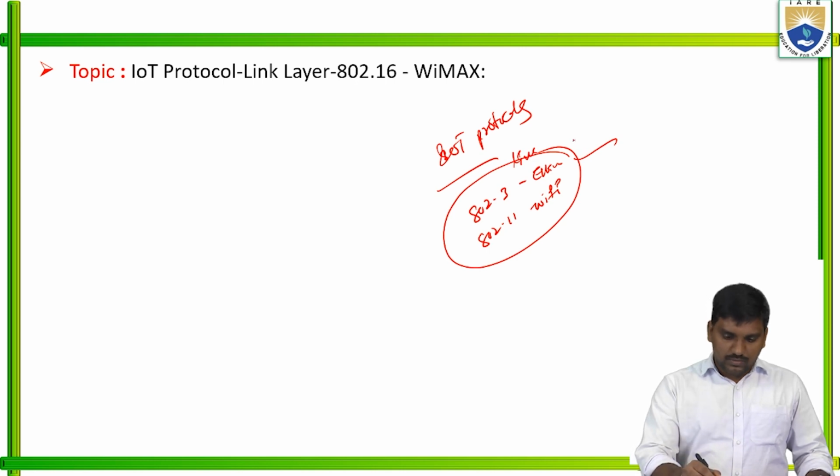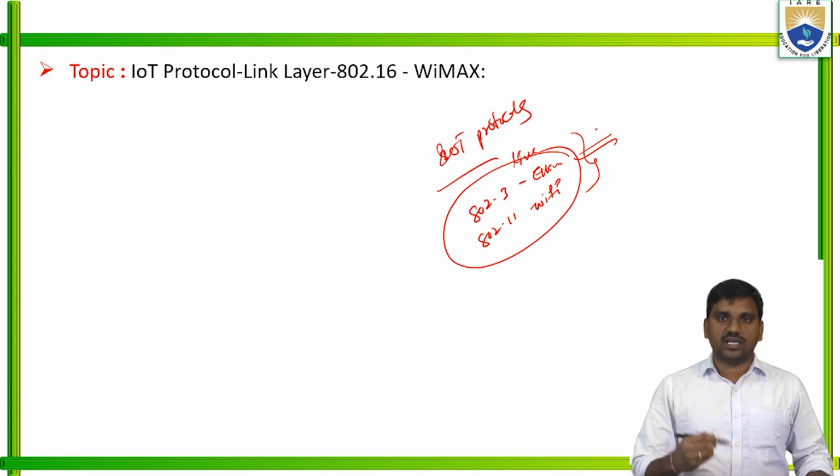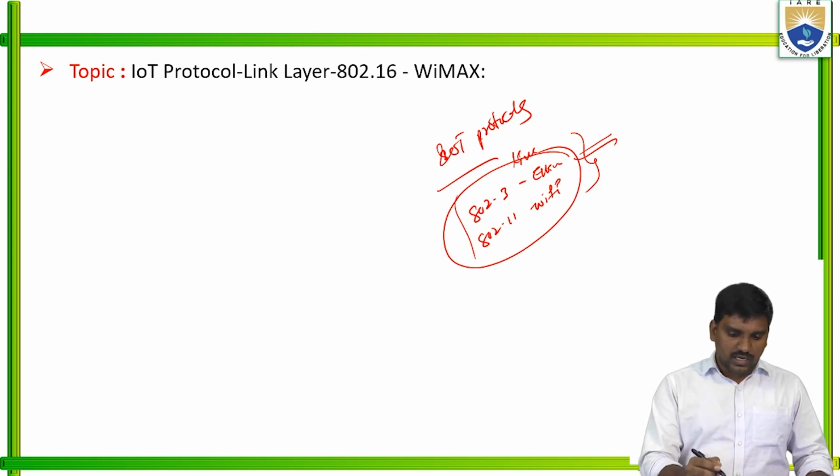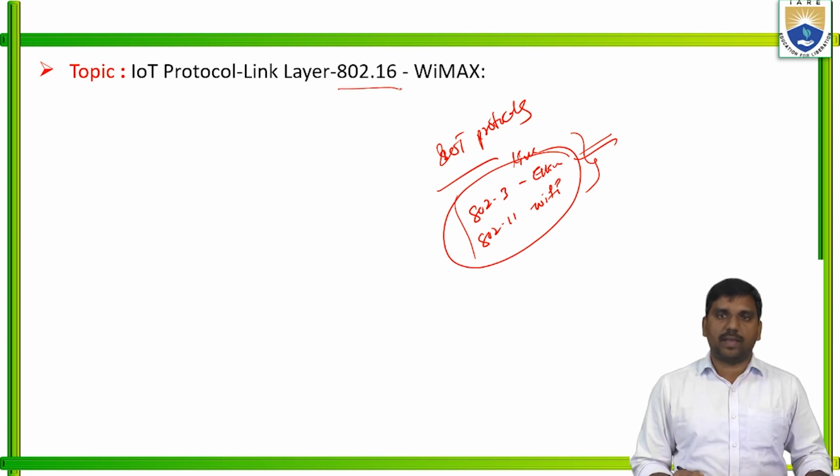Up to the last one, we discussed what the advantages are and what the applications are for these two things. Now I am going to explain the third protocol of a network layer, that is 802.16, that is WiMAX.